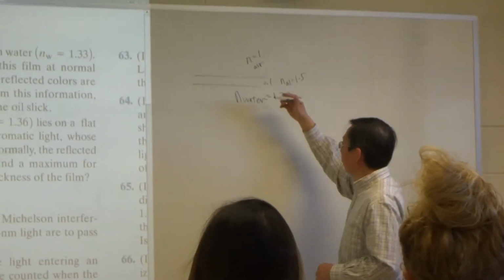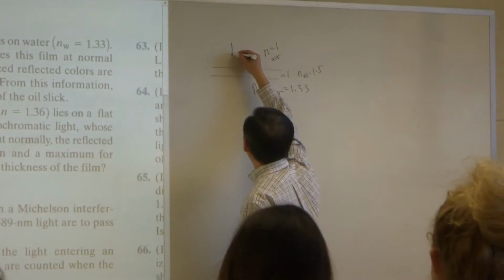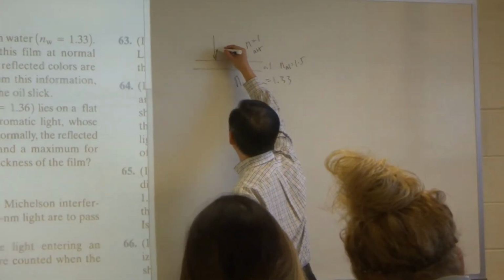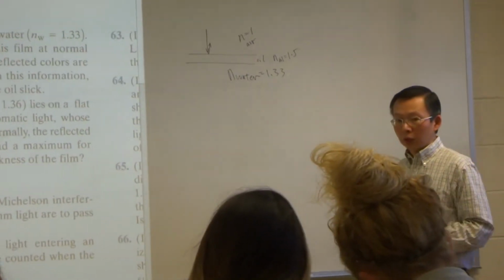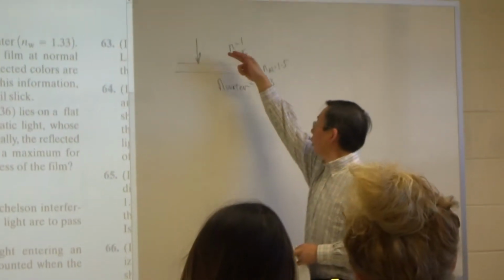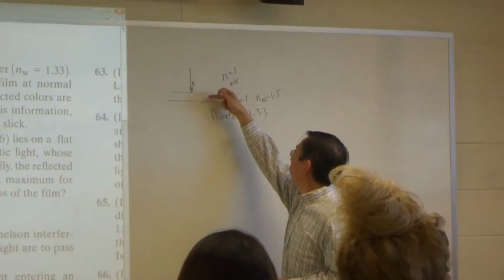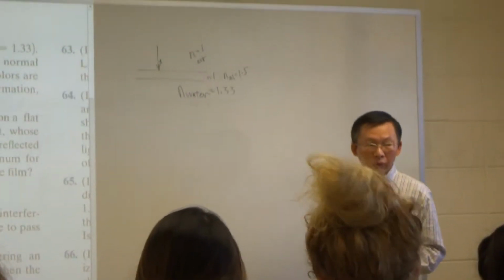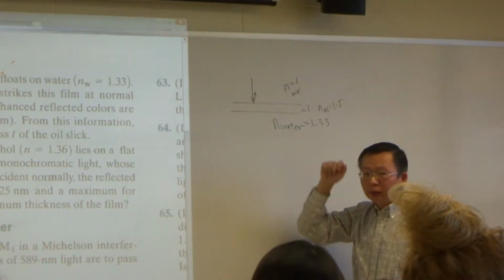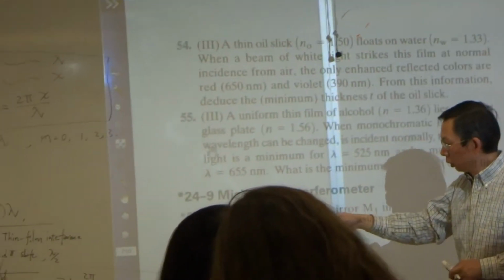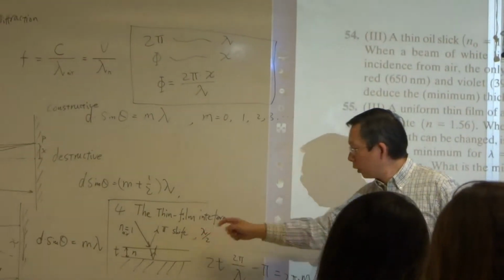So the white light is incident normally. And the first interface will reflect from air to the oil. The air index is 1, oil index 1.5. So from low index to high index, there is a pi shift.